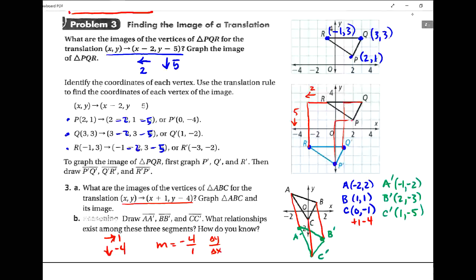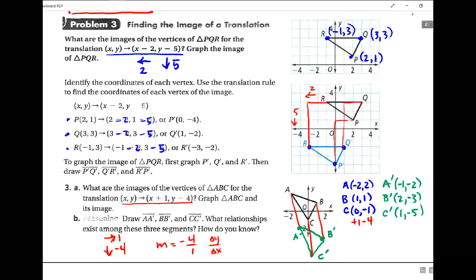All right, this wasn't too bad, a little hard to draw because the graph isn't very clear, but I truly believe you could do it. So we are given the image. What are the images of the vertices of triangle ABC for the given translation rule (x plus 1, y minus 4)? Graph triangle ABC and its image.